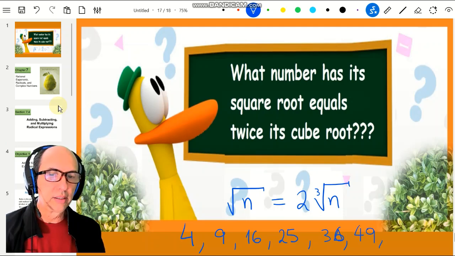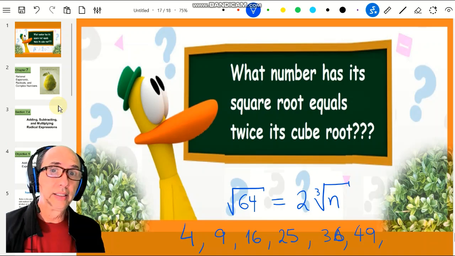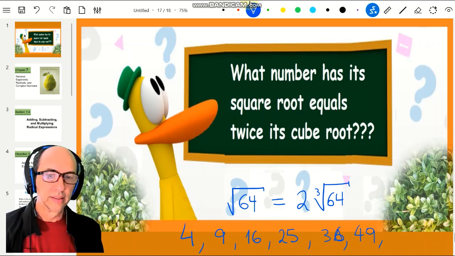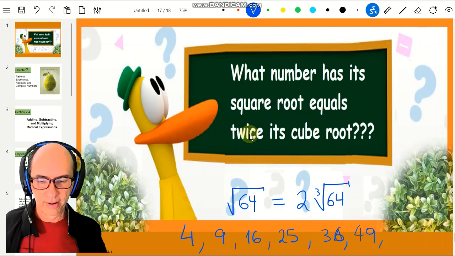8 times 8. Oops, wait a minute. 8 times 8 is 64. 8 times 8 is 64, is a perfect square. And 64 is also a perfect cube. Is 4 times 4 times 4, remember? So the right answer is going to be 64. 64 is the number we're looking for.